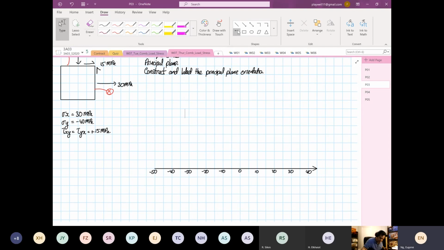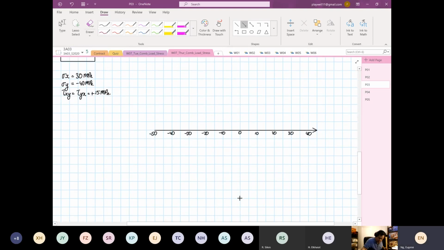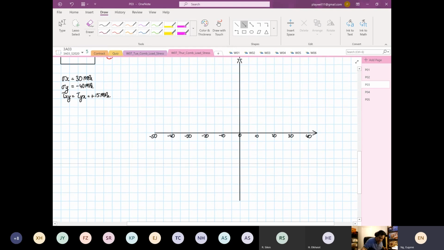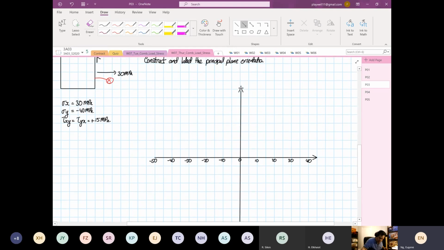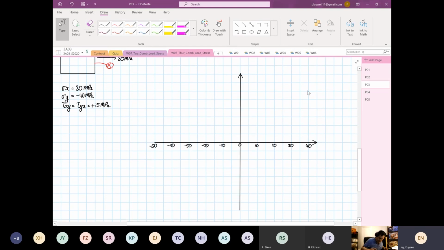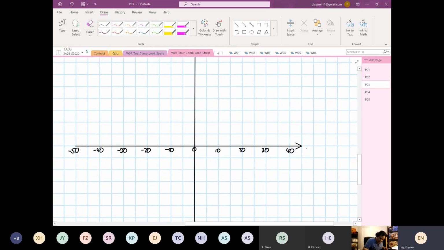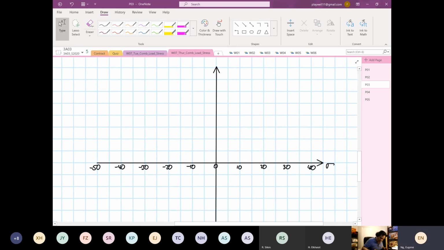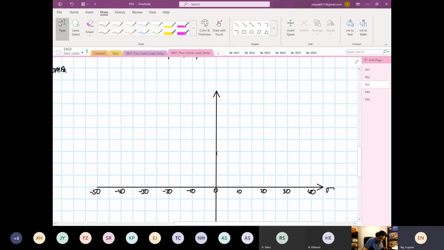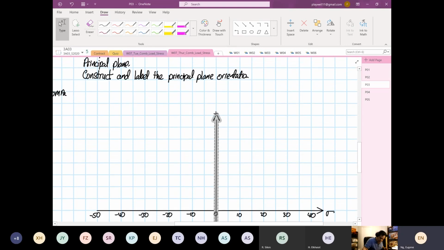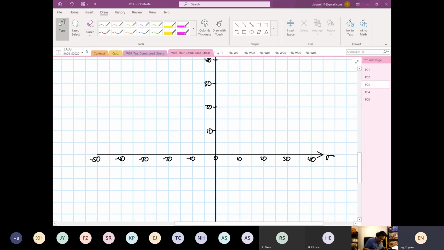Then the shear. Make sure that the scales are the same, okay? If your scales are not the same, I told you, right? You're not going to get a circle, you're going to get an oval, okay? And you don't want that. So this is normal stress. Then you have shearing stress. And the shear stress can be from VQ over IT or TR over J, either one. 10, 20, 30, 40. And then you have minus 10, minus 20.